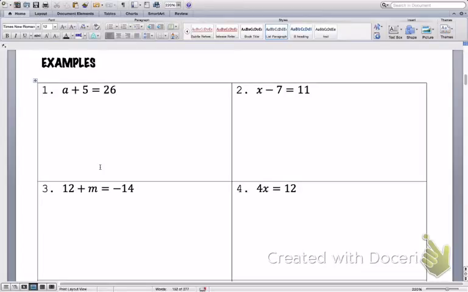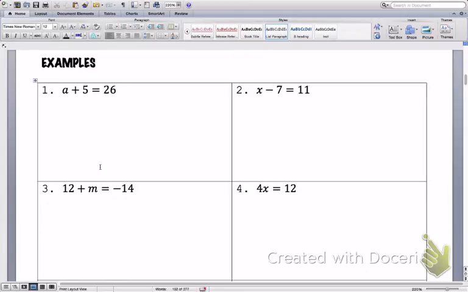All right, number one, we have a plus 5 equals 26. Now this equation is in balance because of the equal sign. So we know what's on the left equals what's on the right. And we're going to go ahead and solve for a. So what number plus 5 equals 26? We can probably figure that out mentally, but we want to have general steps to do this. In the future, we might not be able to just figure it out mentally, so we want to have those skills to get us there.